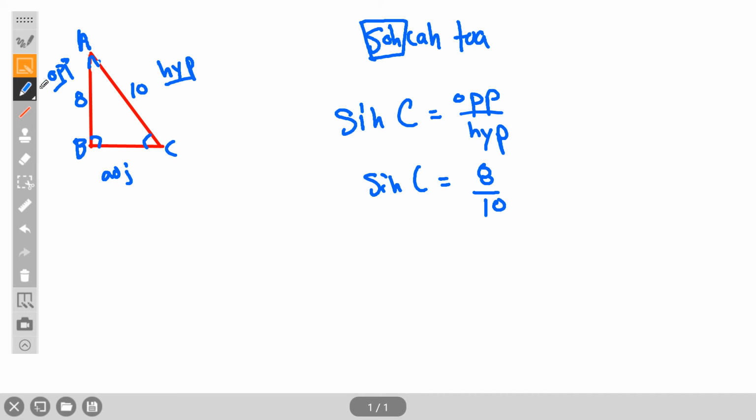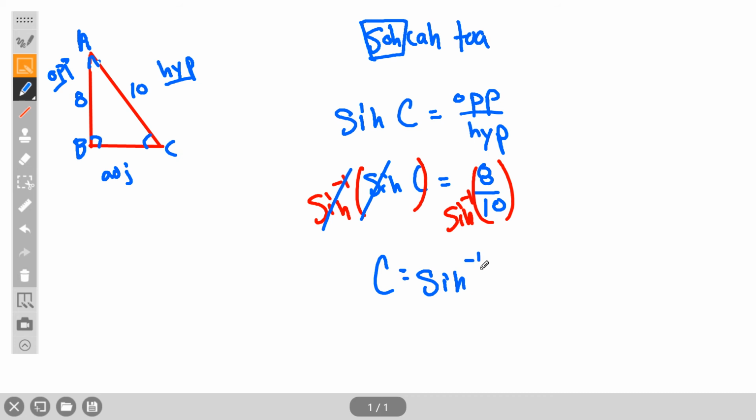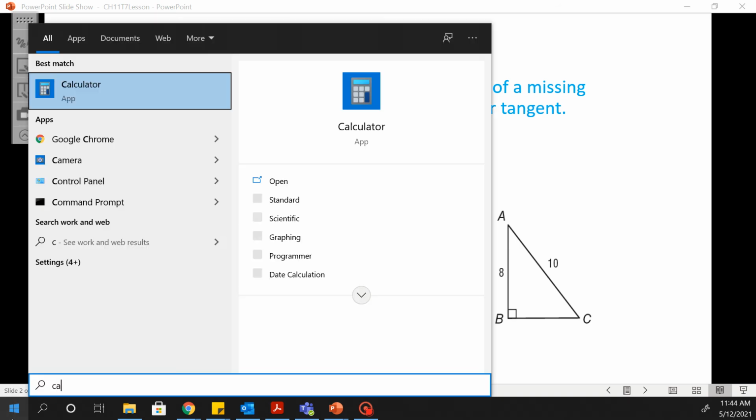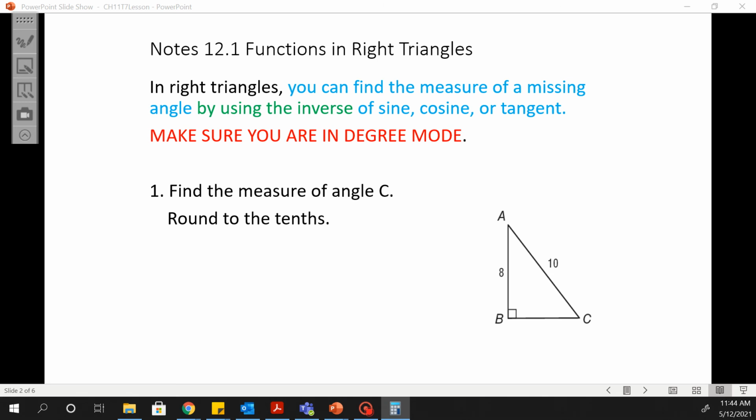So if you take the inverse function of both sides, so for instance, if I take the sine inverse of this side and the sine inverse of this side, well then sine and sine inverse cancel, and I'm left with the angle C is equal to the sine inverse of 8 over 10. And I can put this into my calculator because there is a sine inverse button. So I'm just looking for sine inverse of 8 over 10.